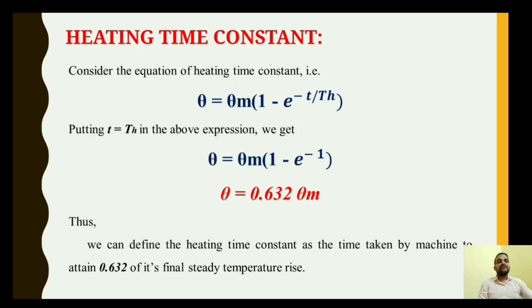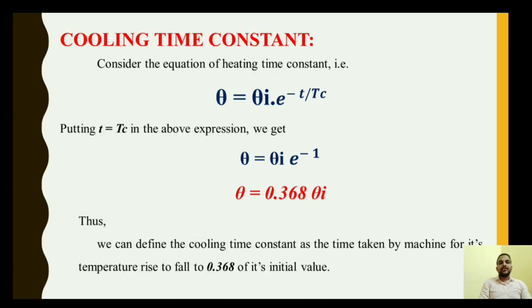Okay guys, now moving forward, we have the second one, that is the cooling time constant. Considering the equation, theta equals theta I into e to the power minus t upon tc. We have derived the relation in the previous lectures for the temperature rise of the machine when it is heating, as well as for cooling. Why cooling? Because once the motor gets switched off, the motor will attain its initial value of temperature.